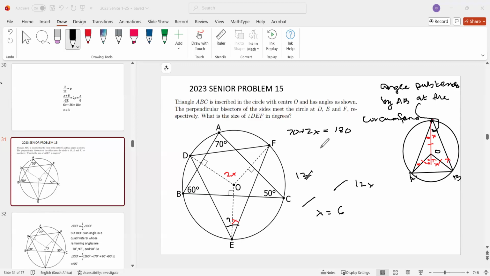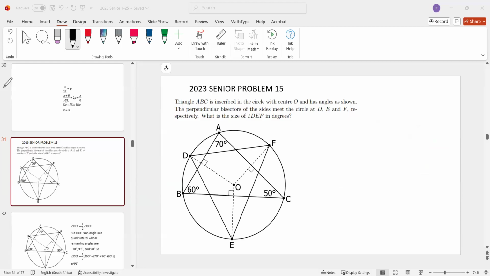So you have an equation involving x. You solve for it, you get 2x is 110, so x is 55 degrees. So that's the answer to the question, which is angle DEF. We named DEF as x. All right, so that was the question. So let's get on to the next question.